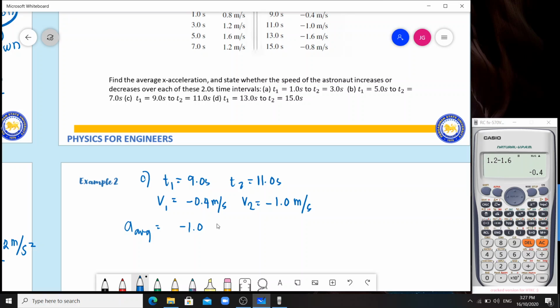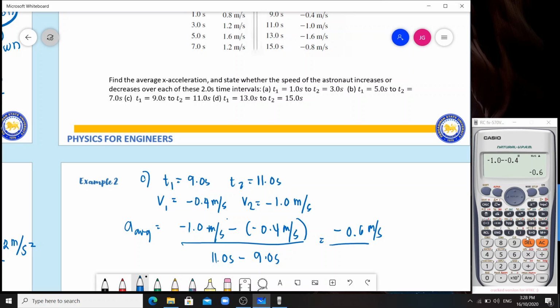That is negative 1.0 meters per second minus negative 0.4 meters per second over 11.0 seconds minus 9.0 seconds. That is negative 1.0 minus negative 0.4. That is negative 0.6. Okay. Negative 0.6 meters per second divided by 2.0 seconds. So this is negative 0.3 meters per second squared. So negative, negative. Okay. Pag parehas ng sign convention, this is speeding up.